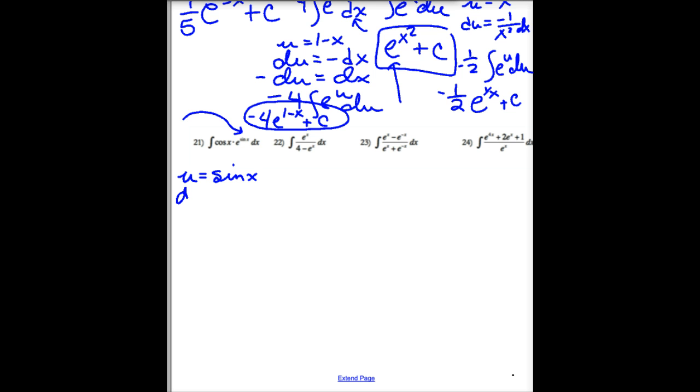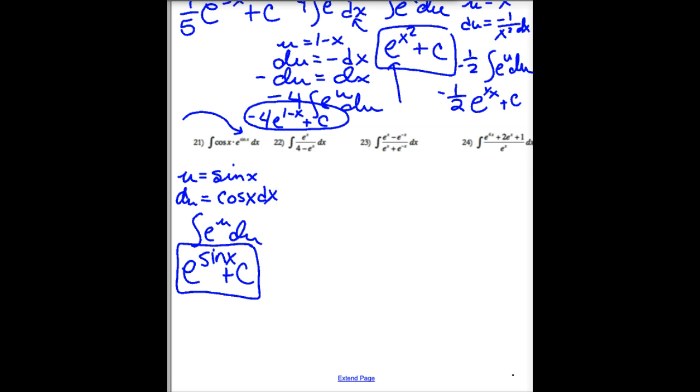And let's hope that du is the rest of the integrand. And it is. So this is just a clear case of e to the u du, which becomes e to the u plus our good friend Carl. And I'm done.